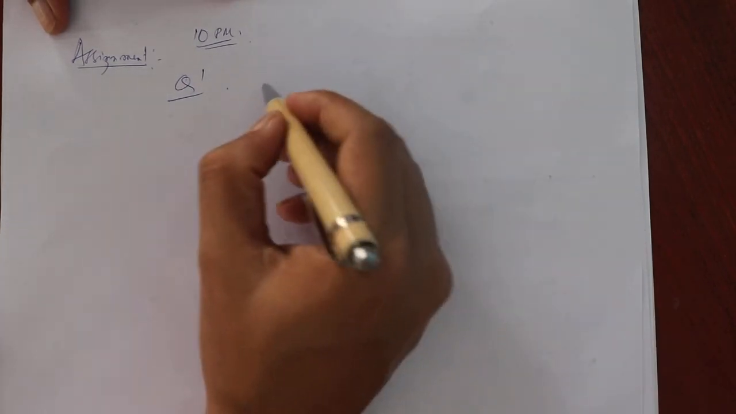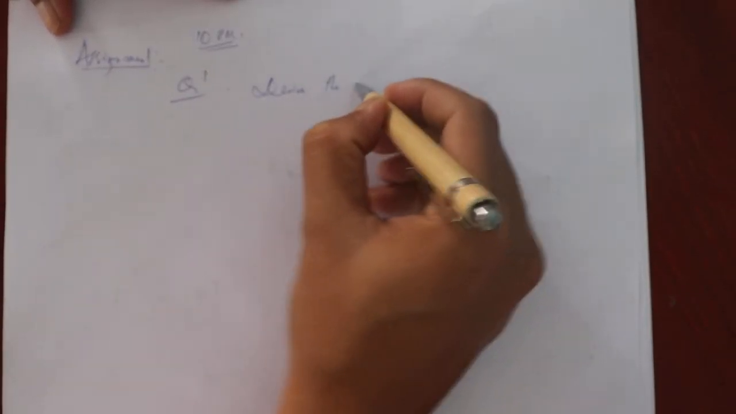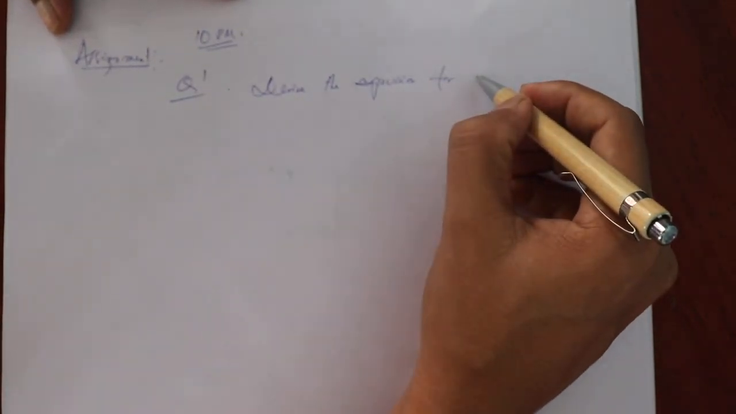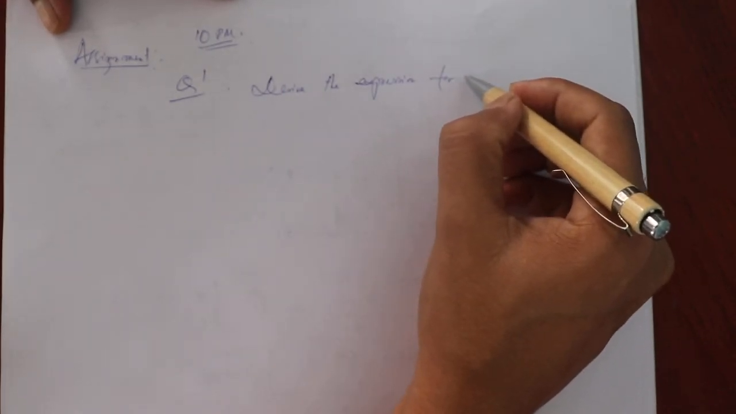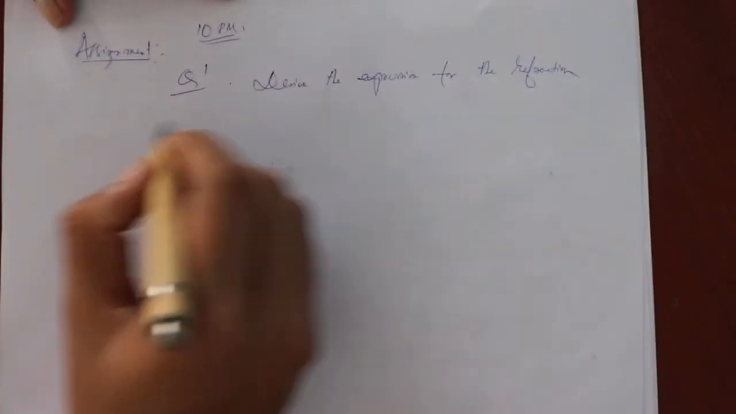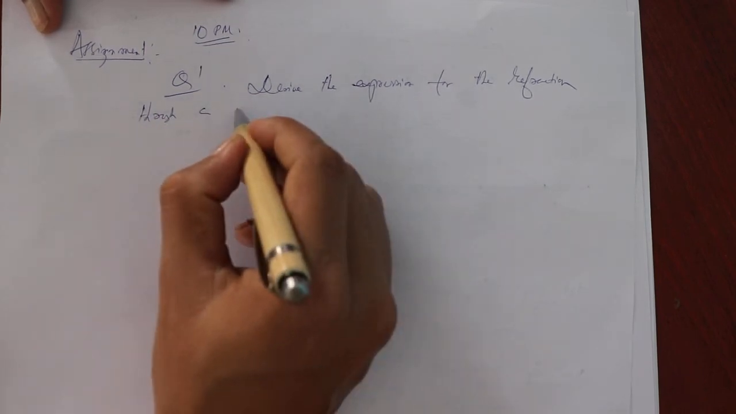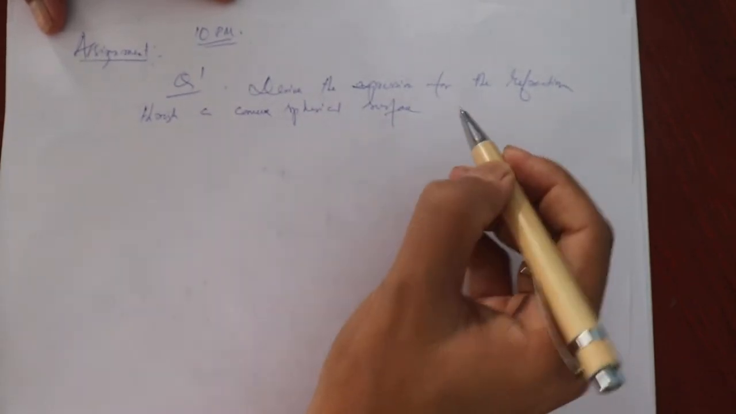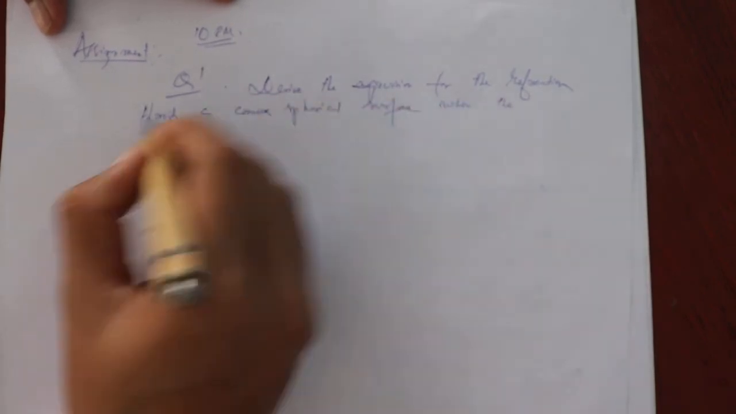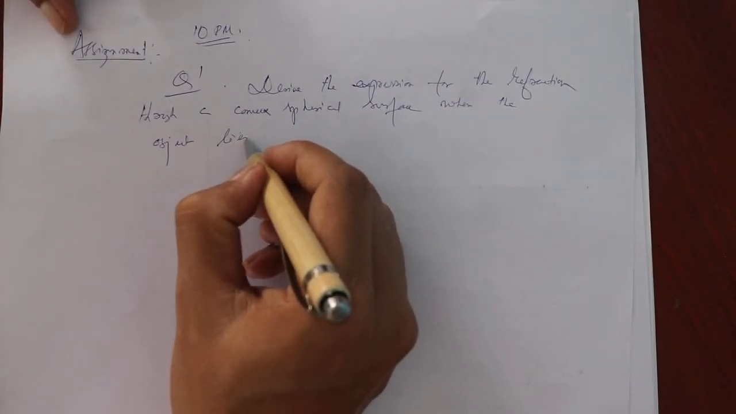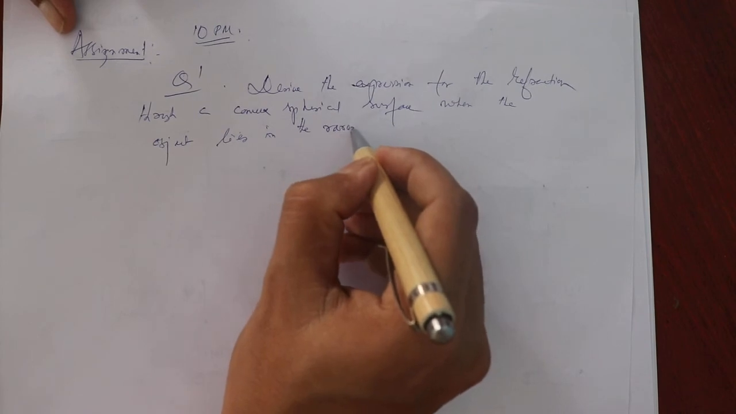Okay, in the first question here, derive the expression for refraction through a convex spherical surface when the object lies in the rarer medium.